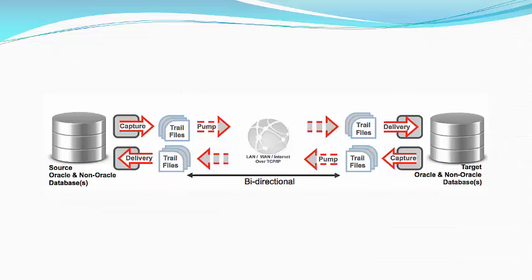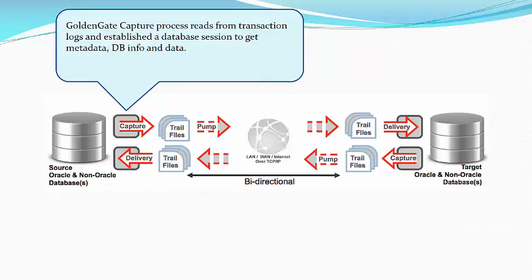All right. So many of you must have seen this diagram. It's available everywhere, in most introductions, on Oracle websites, and so forth. The reason I'm showing it today is because I figured it's excellent. It actually tells part of the story about GoldenGate. So what do we have? We have a GoldenGate process that reads transactions from transaction logs and establishes database sessions to get metadata, database info, whatever is needed to capture the transactions as they happen.